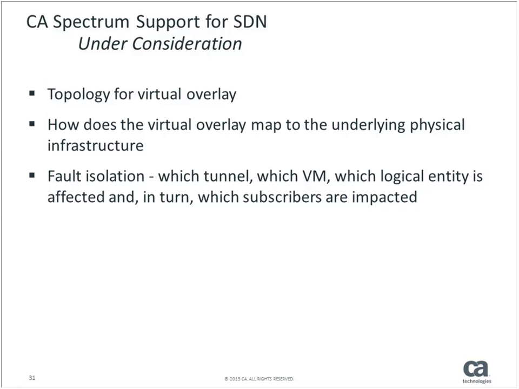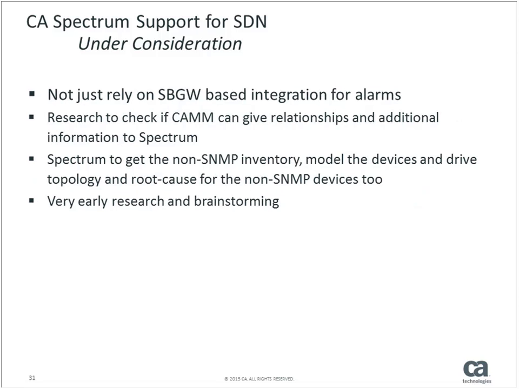So we are partnering with a few key vendors and trying to get that information for Spectrum to be able to create that topology, create that mapping, and then drive the cool thing that Spectrum does, which is fault isolation. So which tunnel, which logical entity was affected as part of the problem, and in turn, for example, which subscribers were impacted by that problem in that service chain. So this is something we are looking at. Again, it's slightly early, but we are very aggressive on this, and you should see that in the next release or two of Spectrum as well.